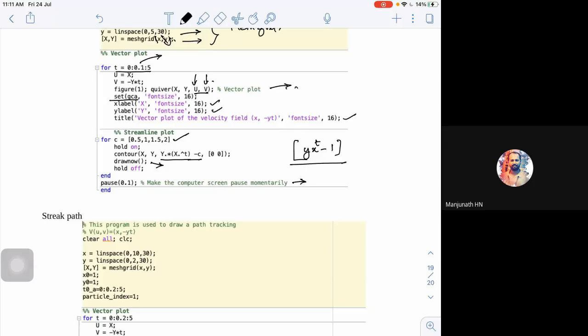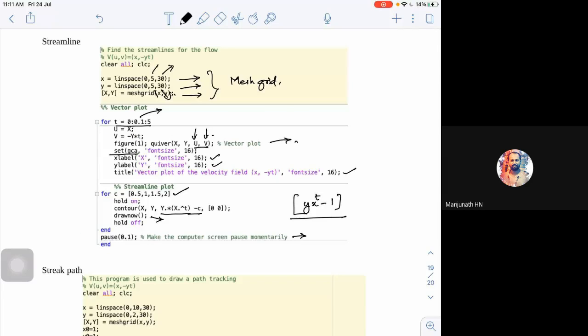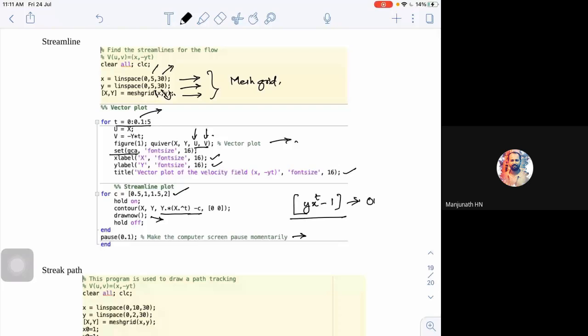If I try to run this particular code, what I'm going to see is a streamline. If I run y times x to the power of t, I'm getting a single streamline. And when I run y x to the power of t minus c, depending upon the value of c, I'll be getting multiple streamlines which are parallel to each other. Okay, now what about the path line?